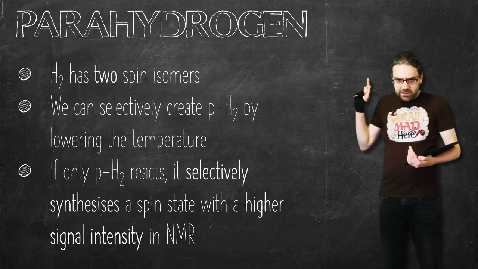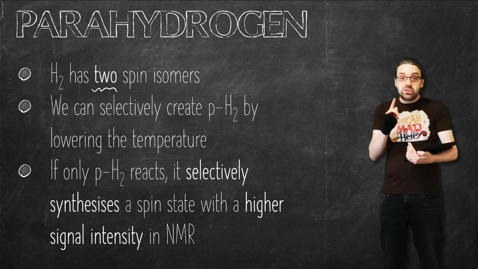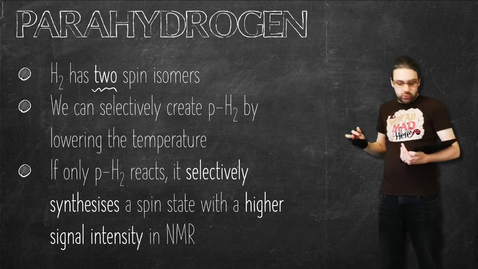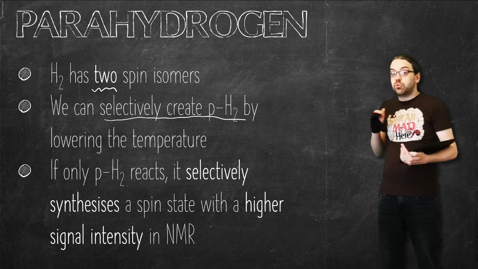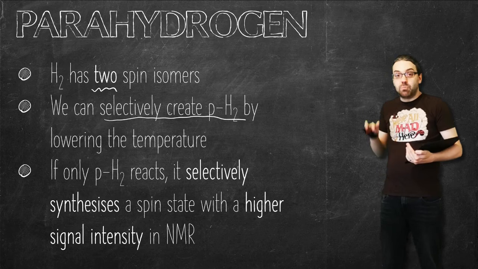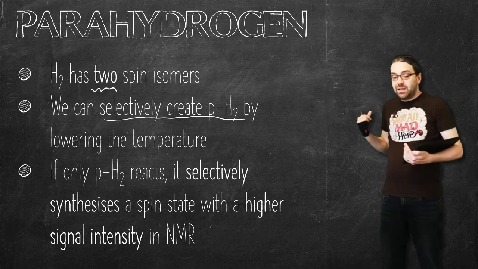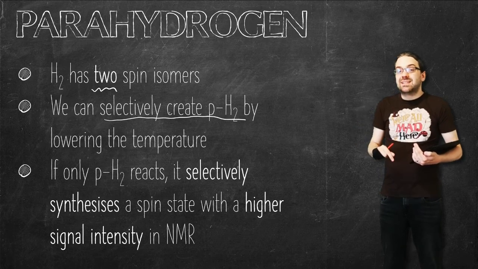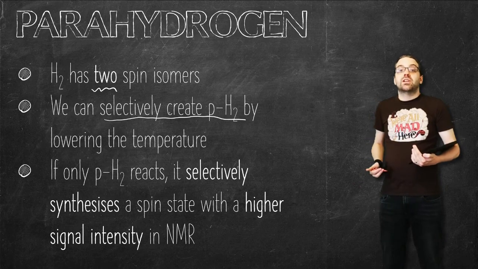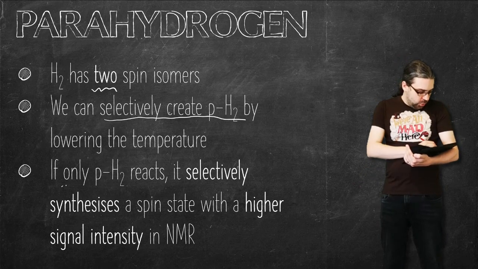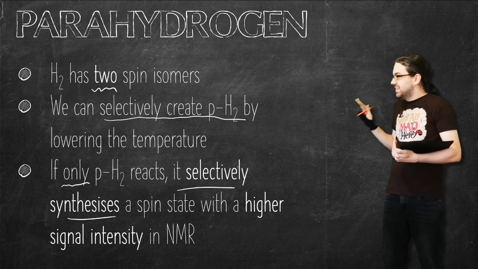So let's briefly recap what we're doing. H2, the hydrogen molecule, has two spin isomers. Call them parahydrogen and orthohydrogen. And we can selectively create the parahydrogen one by cooling it down over a catalyst. Parahydrogen's more stable, it's more energetically favorable by a very tiny amount of energy, 1 kilojoule per mole-ish. But if we chill it down to liquid helium temperatures, a few degrees above absolute zero, the proportion of that shoots up a lot.